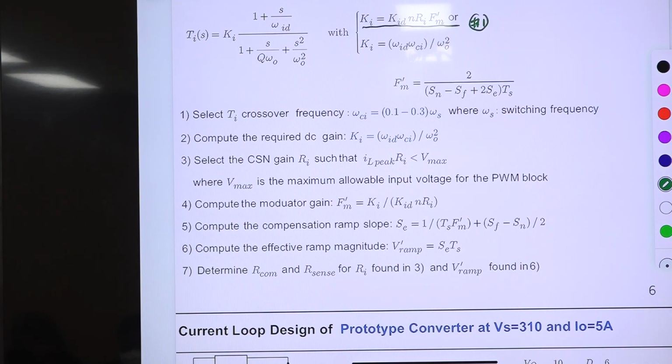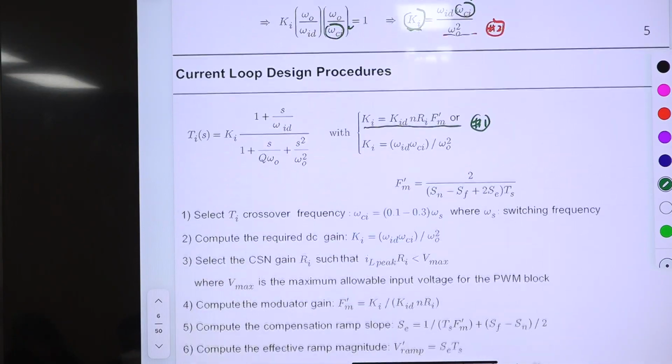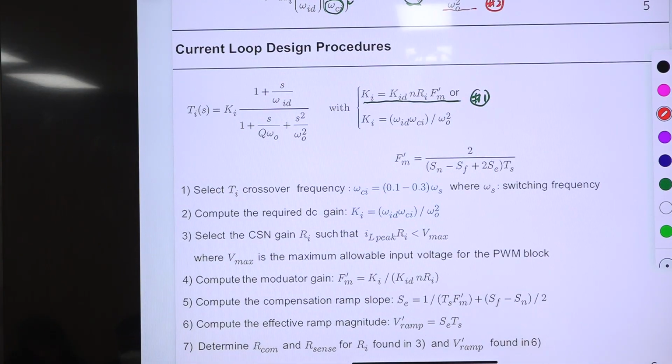Number 1, and the second one, number 2, was in red. And you have another equation coming from the definition of this modulator gain of peak current mode control. So this is number 3. So we have 3 equations.